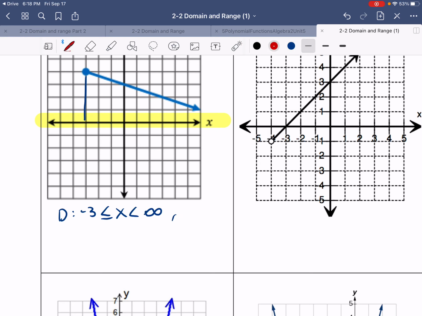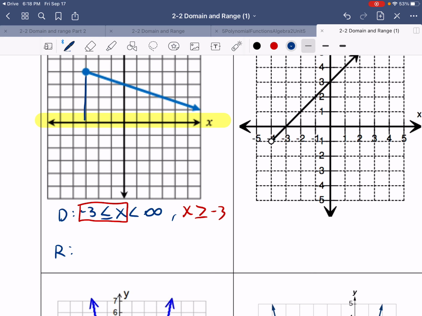But as I said, you will only use this one as your domain. Oh, not using this one. Use this one. So this one is going to be x is greater than or equal to -3, right?